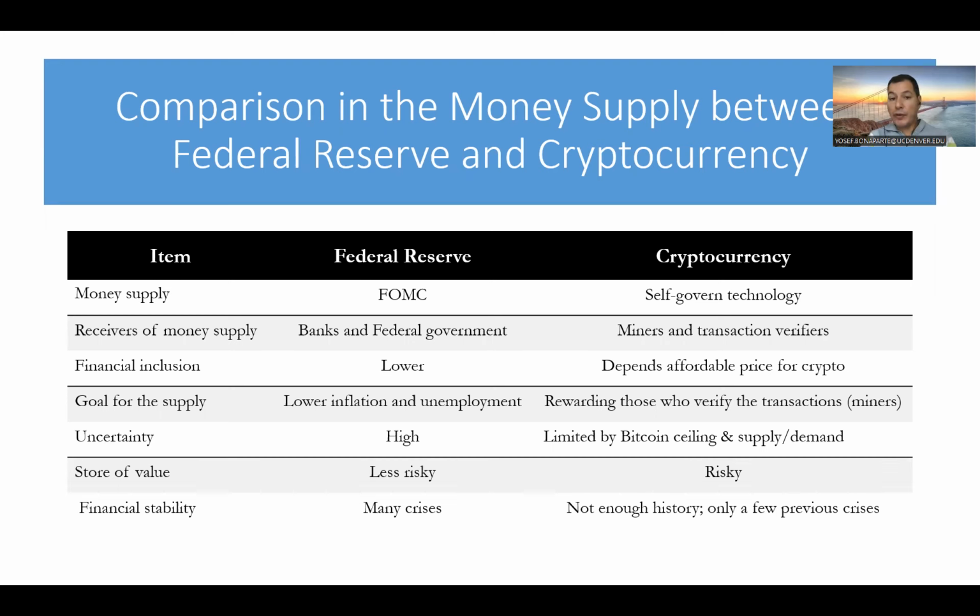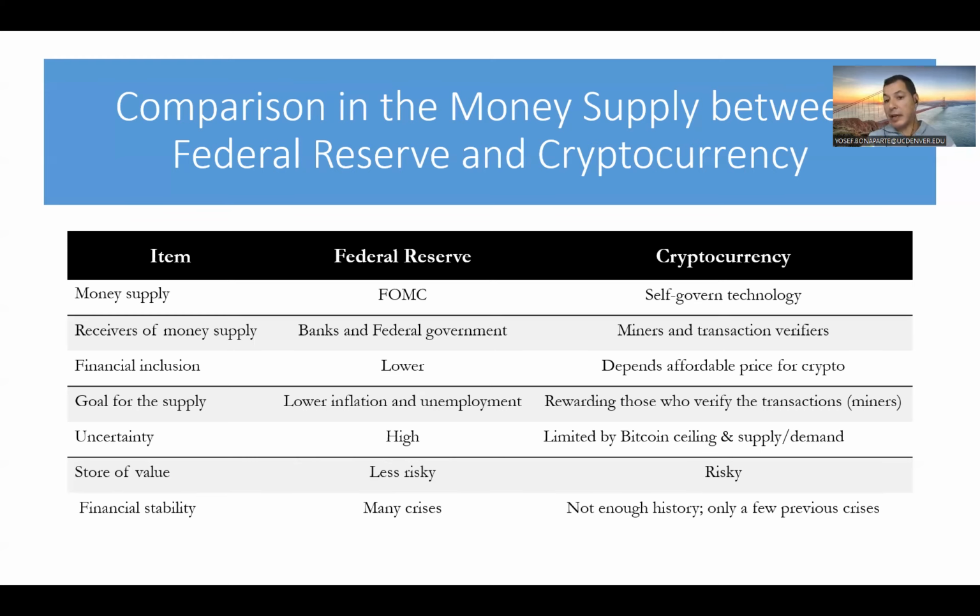Financial inclusion, there is no financial inclusion in our system because money goes to the bank and less to the common people. In the cryptocurrency, actually, it goes to others. Goal of the supply: lower inflation and unemployment. Here, the goal of the supply in the cryptocurrency is rewarding those who verify the transaction. So you work hard, you'll be rewarded. But here the money supply is determined by inflation and unemployment. Uncertainty is high. In the Federal Reserve system, we have a high uncertainty. We don't know what's going to be the interest rate next month or next year. We don't know what's going to be the money supply.